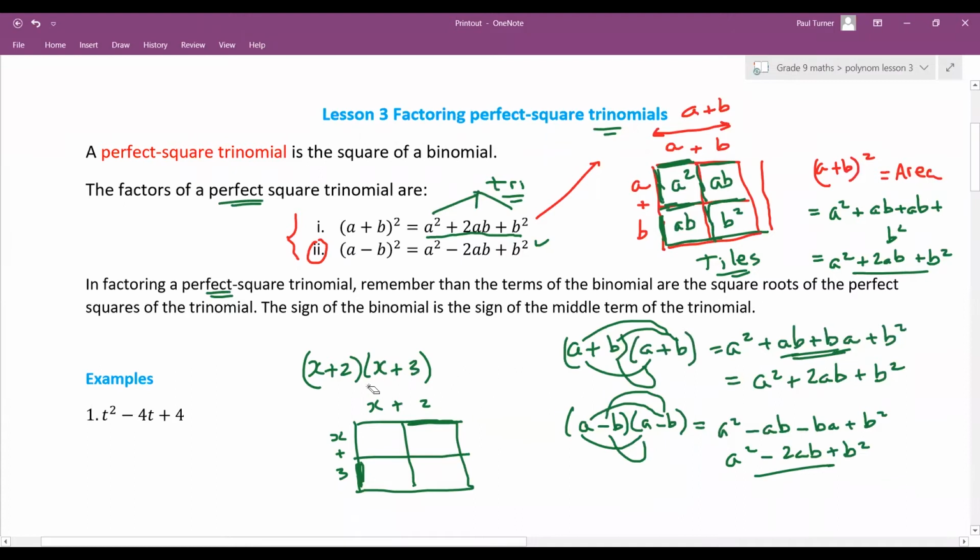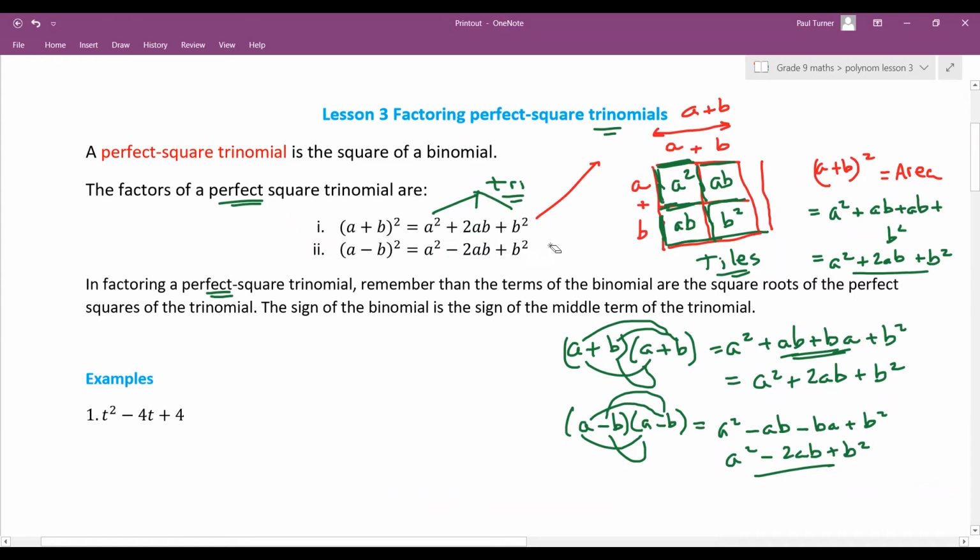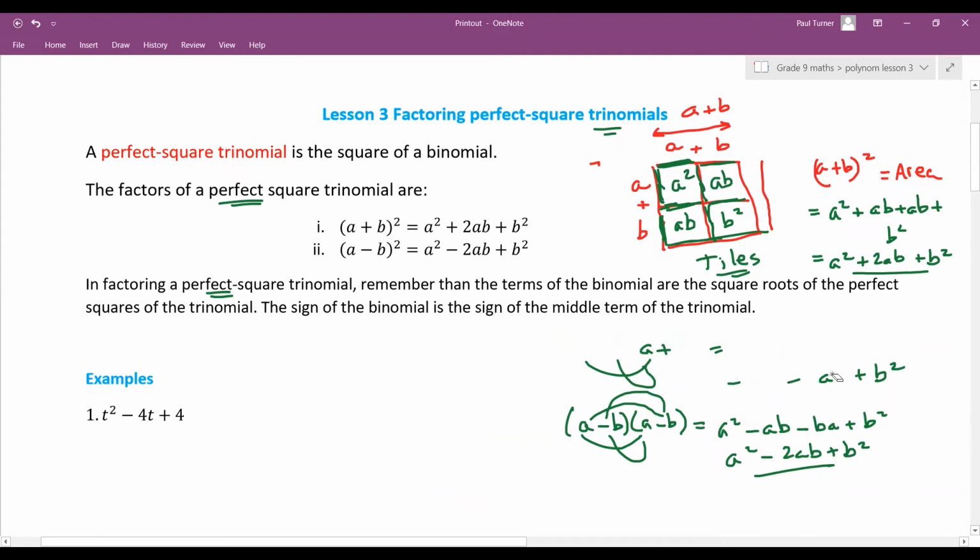So I'll erase this out. That's just showing you where the formulas come from. But the second one, I'll talk more about the diagram for this one later. So let's clean that out.